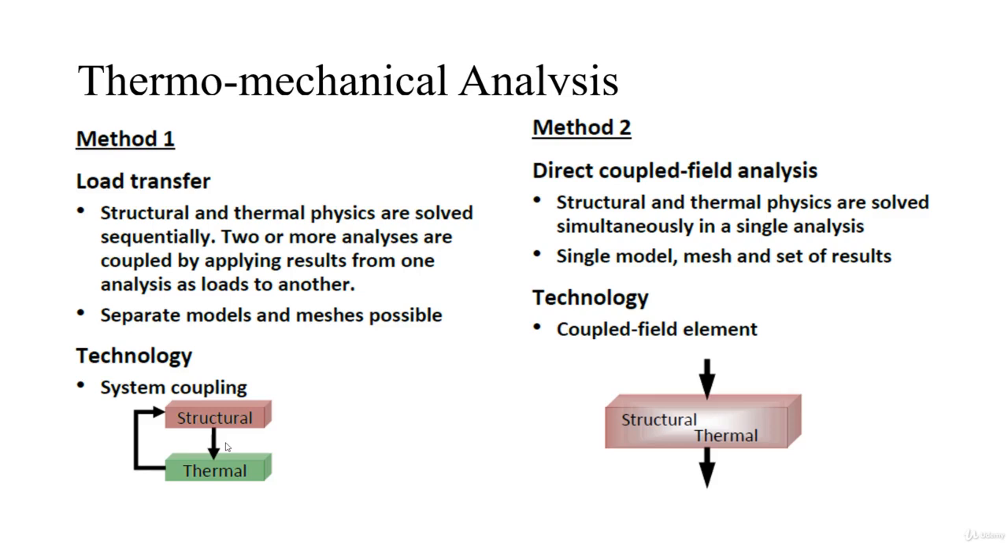Then coming to method 2, which is a direct coupled field analysis, structural and thermal physics are solved simultaneously in a single analysis, and we are going to use a single model, mesh and set of results. This technology is achieved by the use of a coupled field element, and if you want to have access to the coupled field element, you need to have ACT, or otherwise you need to model this element through the commands that are available inside Ansys Workbench.